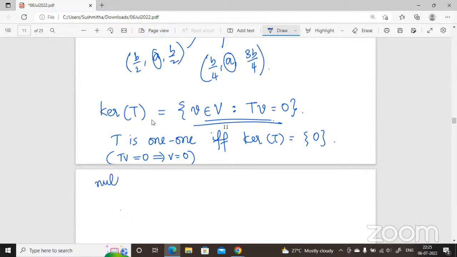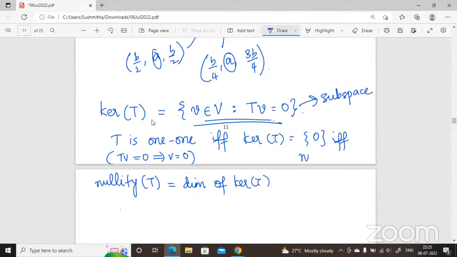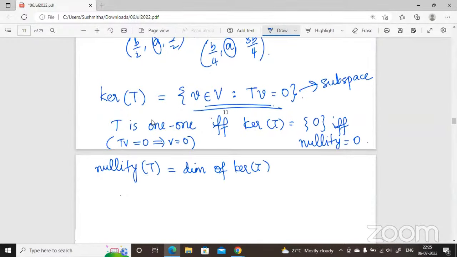And what is nullity? This is a subspace. Nullity is the dimension of the kernel. So T is 1 to 1 if and only if nullity is 0, right? Because the kernel of T is the 0 subspace, so nullity has to be 0.